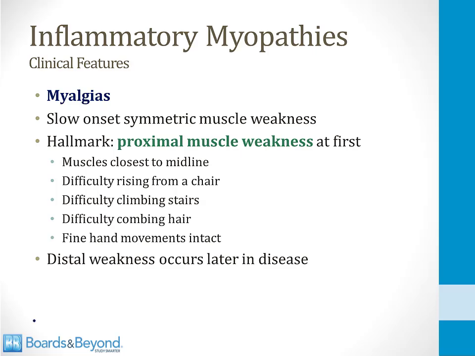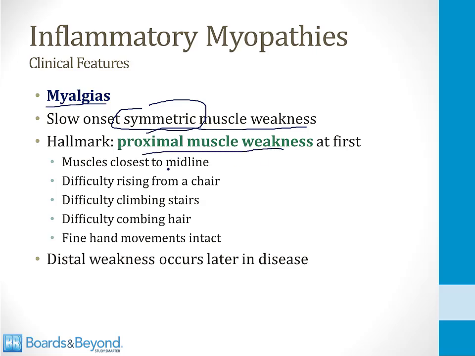So first of all, patients with an inflammatory myopathy will complain of muscle pains, which is myalgias. In addition, they will report the slow onset of progressive symmetric muscle weakness. And remember, it's symmetric. So if they just say one arm or one leg is weak, then they're talking about some other disorder. If they say both arms and both legs are weak, then they may be talking about an inflammatory myopathy. The hallmark is that the disorder begins with proximal muscle weakness.